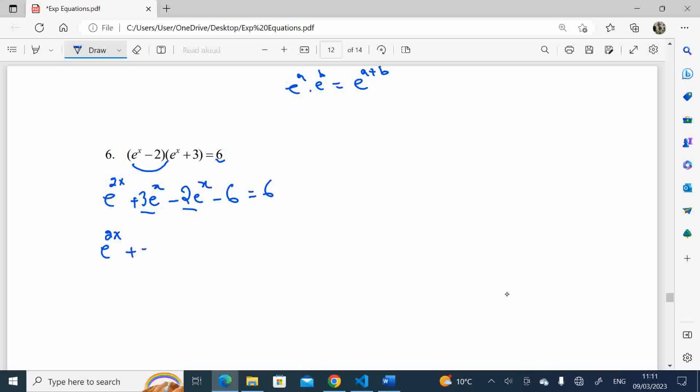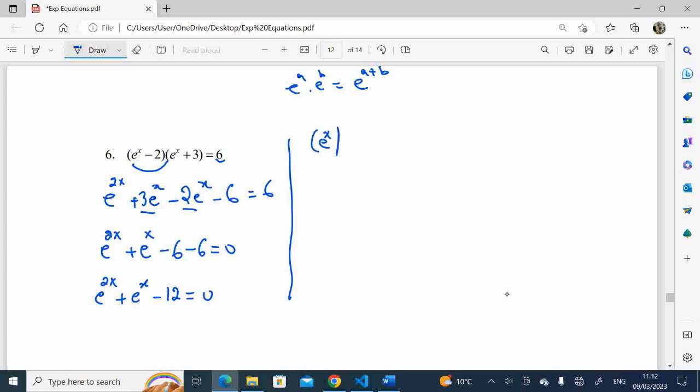plus e^x minus 6 minus 6 equal to 0. So we get e^2x plus e^x minus 12 equal to 0. So again, we may write this equation as (e^x) all of it squared plus e^x minus 12 equals 0.